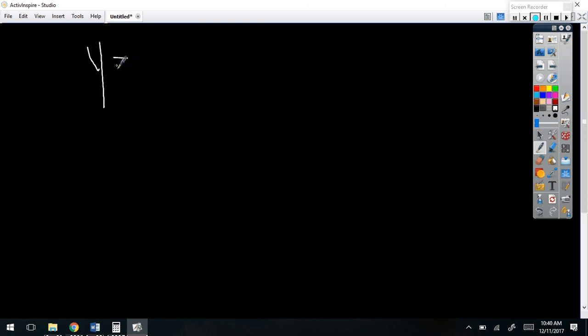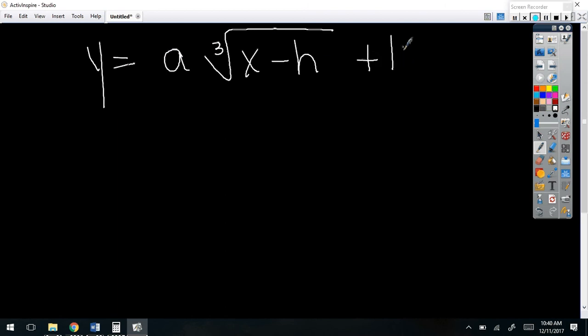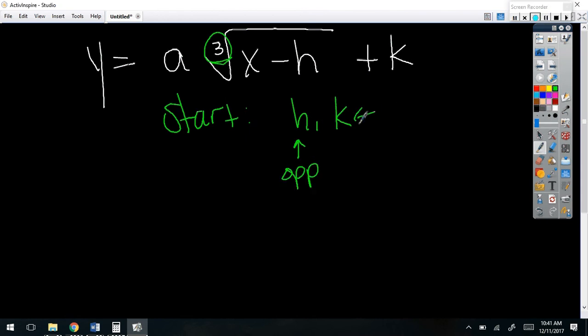All right. This one looks exactly the same with one exception. They got a number in front. What's different? The 3, that's the only thing different. My start point is still H, K. Opposite H, same K.